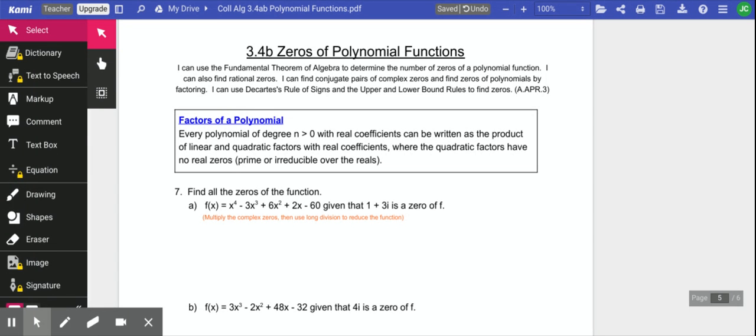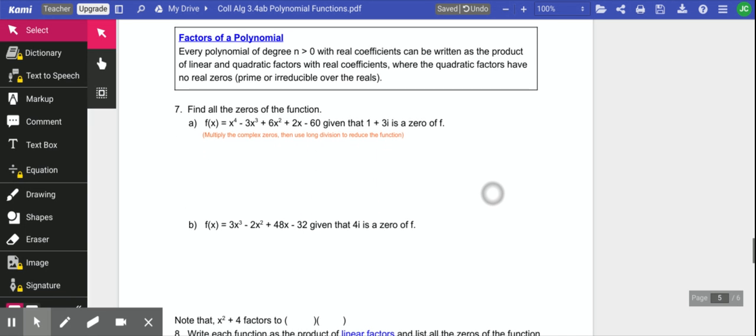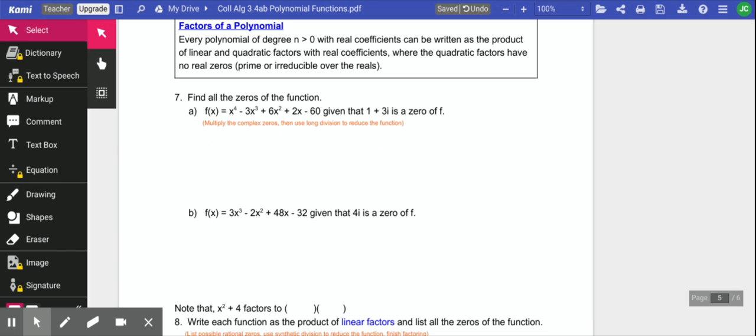In lesson 3.4b, we're going to put together everything that we've been talking about and go in a little bit more depth with finding these zeros. One of the things that we know about factors of a polynomial is if you have a polynomial of degree n with real coefficients, it can be written as a product of linear and quadratic factors with real coefficients. So we can generally factor these, and we'll see that here in a minute.